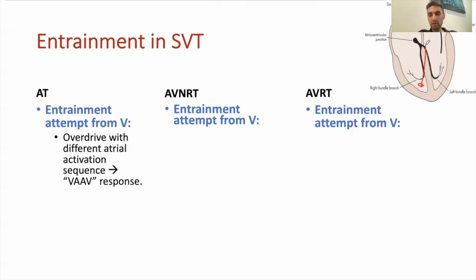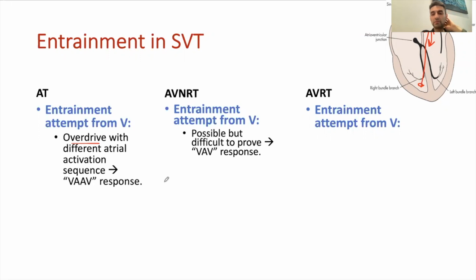You will go up the His. You have to go up the His to infiltrate the circuit, the focus. So you'll have different atrial activation than during tachycardia, because during tachycardia, your atrial activation will be this way. During V pacing, you will have different atrial activation. So you will overdrive the tachycardia with different atrial activation, and the post-pacing response will be a VAAV response, meaning this is your last V pace. You'll go V to A, and then tachycardia A down to V. So, VAAV response.